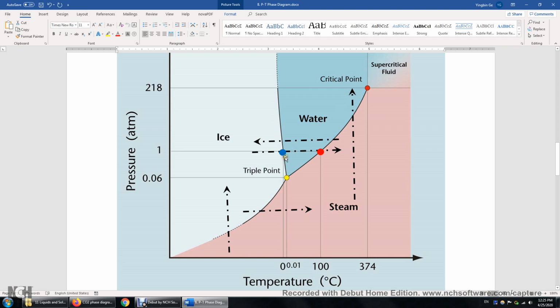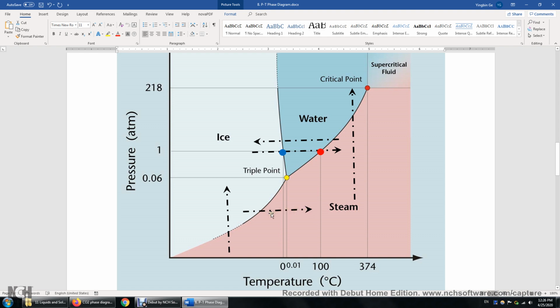Now let's look at 1, 2, 3 arrows, horizontal arrows. Since those are horizontal arrows, we know the pressure is constant. So under this low pressure, okay, it's much lower than 1. It's even lower than 0.06 atm pressure. So this horizontal arrow tells you under very low pressure, water undergoes the solid to gas transition. It's called sublimation. So from here to here, it's sublimation. We observe the sublimation of water from ice to vapor under very low pressure.